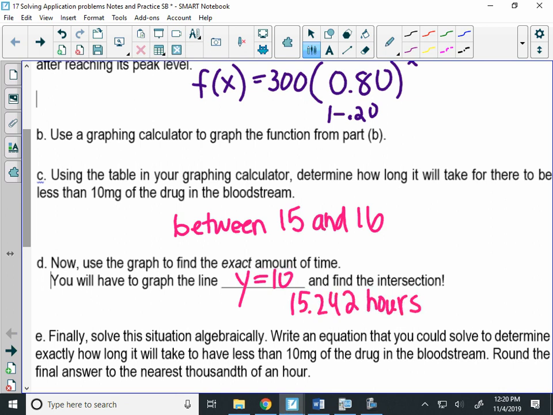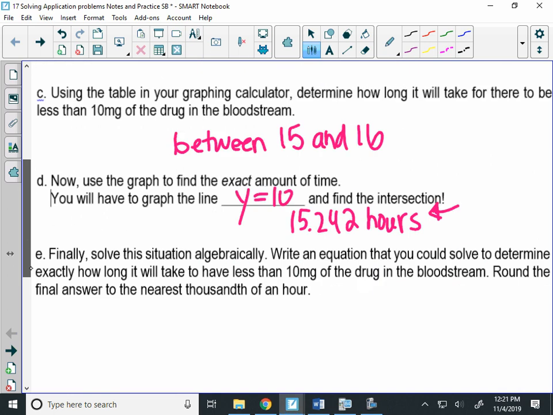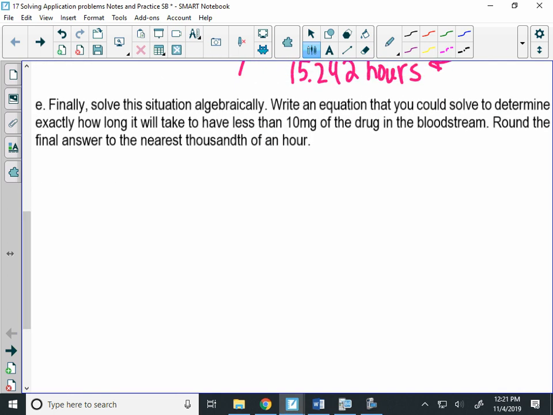hours. Now, that whole top part, that is what we could do previously. Now that we've learned stuff on Friday, we can find this 15.242 by hand using algebra. And I know that you are just like dying to get to this part here. So let's see. If we're going to solve this algebraically, we need to set up an equation.